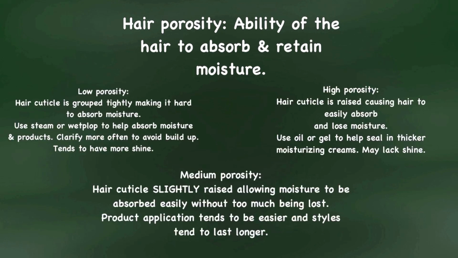So first, let's talk about hair porosity. Hair porosity is the ability of the hair to absorb and retain moisture. Your hair could have low porosity, high porosity, or medium porosity. If your hair has low porosity, the hair cuticle is grouped tightly, making it hard to absorb moisture. Use steam or wet plop to help your hair to absorb moisture and products. Because of the hair cuticle being grouped tightly, products tend to sit on the outside of the hair, so clarify more often to avoid buildup. But low porosity hair does tend to have more shine.